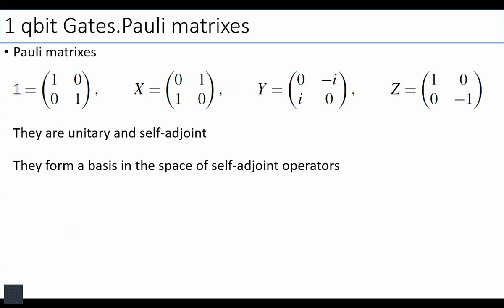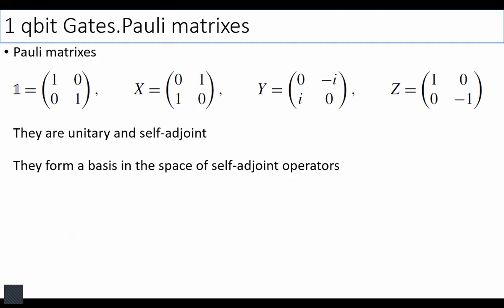I will never use this in the course, but those 4 matrices also form a basis in the linear space of all self-adjoint operators. You can represent any self-adjoint operator as a linear sum with coefficients of those matrices. But I will never use it in the course, but this is why they are important inside the course. Remember those matrices because they have a notation for them.